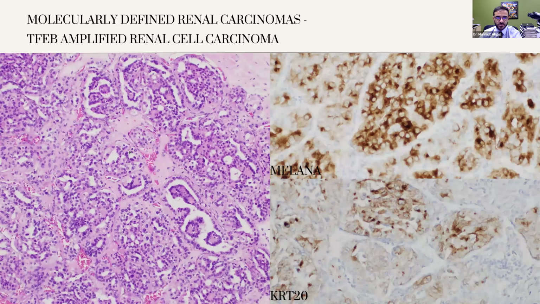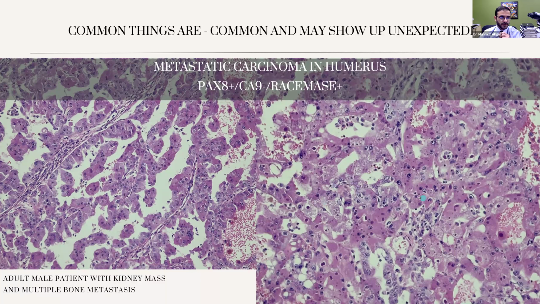And first we got humerus metastasis. And look how ugly infiltrative high-grade looking tumor is. There was even some neutrophils, acute inflammatory infiltrates in this tumor, but SMARCB1 was retained. PAX8 was positive, fortunately. CA9 was negative, and racemase was diffusely positive.